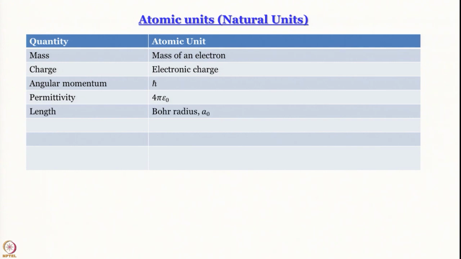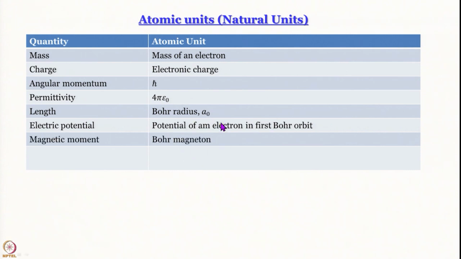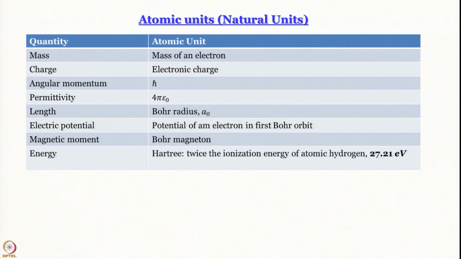Length is represented in terms of the Bohr radius. I have not written the expression, but we know what the Bohr radius is. Electric potential is written in terms of the potential of an electron in the first Bohr orbit. Magnetic moment is written in terms of the Bohr magneton, we are not really using it right now, and energy, very important, is written in terms of Hartree.